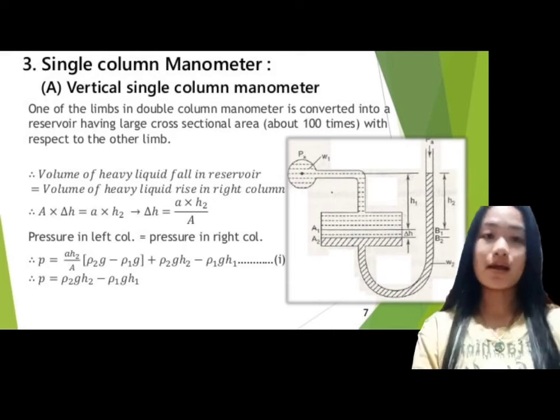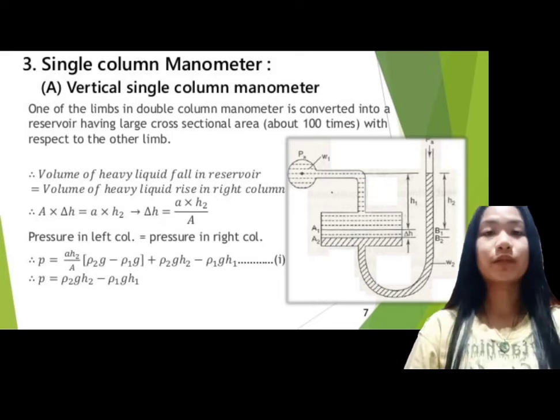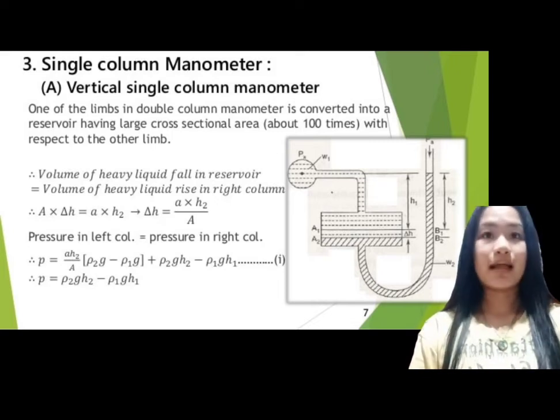So ano nga ba ang single column manometer? Single column manometer is a modified form of a U-tube manometer in which one side is a large reservoir and the other side is a small tube open to the atmosphere.